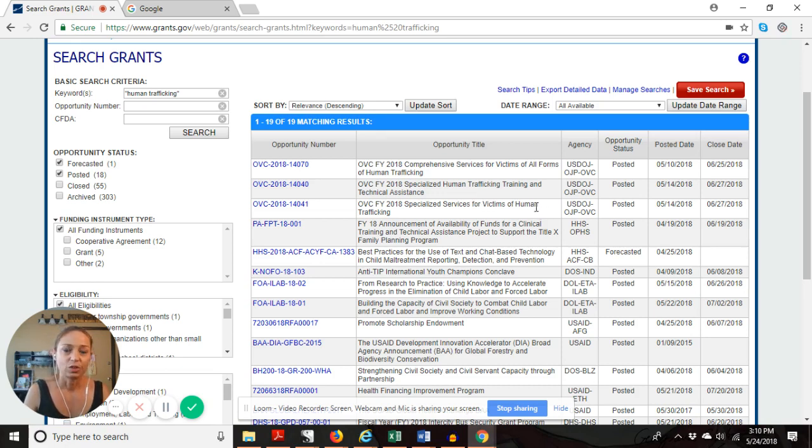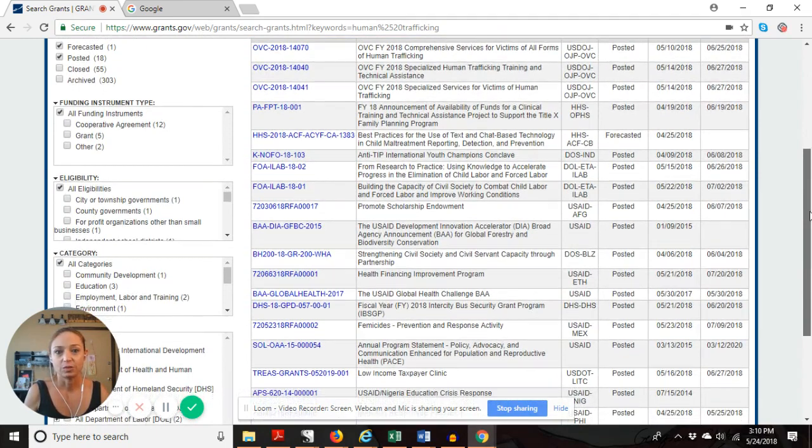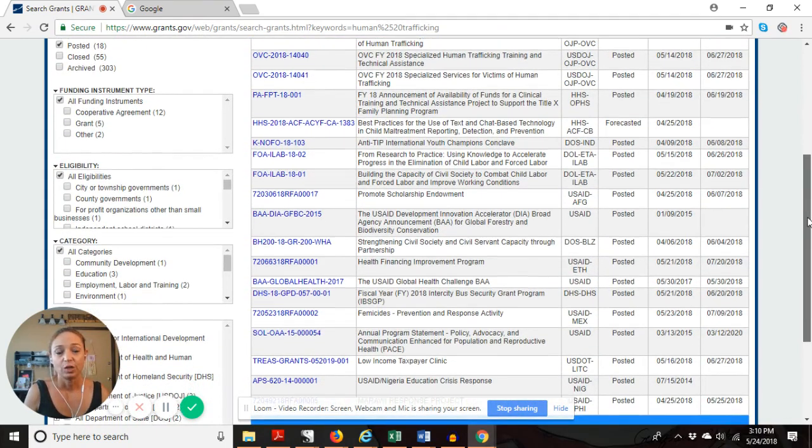And basically, they're just popping up because that's closest to your results. I don't think it has any issue on the posted date or the close date, because these are all different underneath there. But as I scroll down, you can kind of see how this goes. There's a whole bunch of different grants.